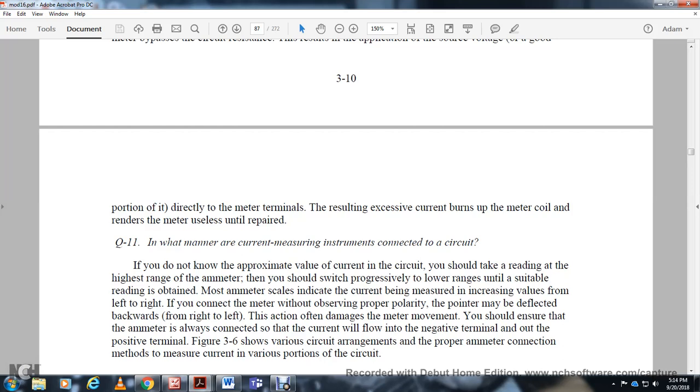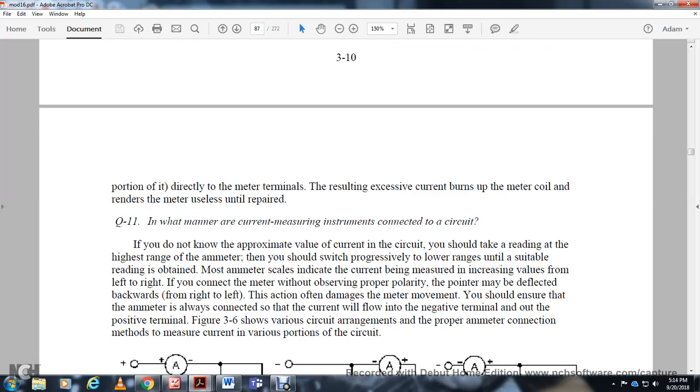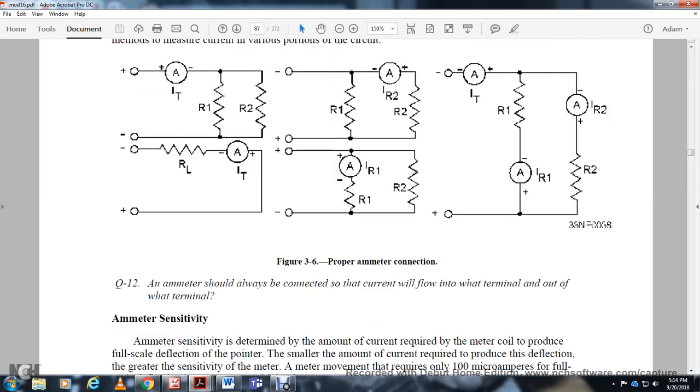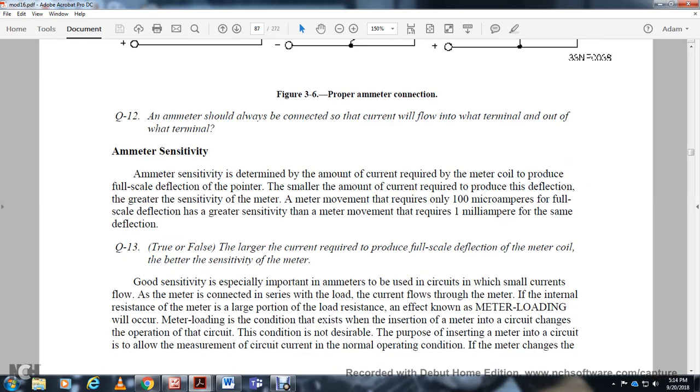Regardless of the various circuit arrangements, the proper ammeter connection method is the same for measuring current in various portions of circuits. Figure 36 shows proper ammeter connections, with the ammeter in series with resistor 1, resistor 2, and the total current of the source. Next, ammeter sensitivity.